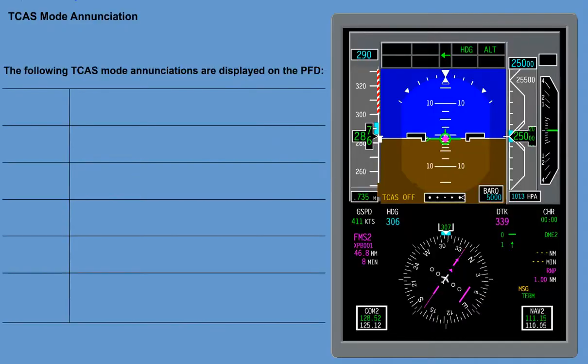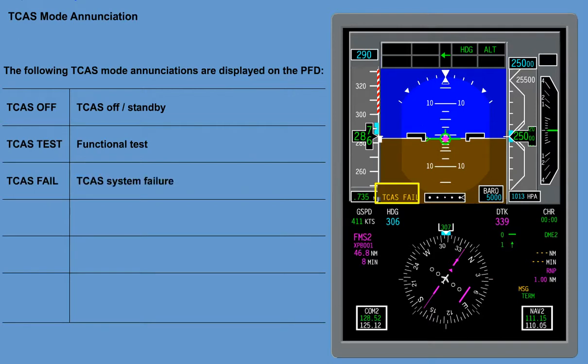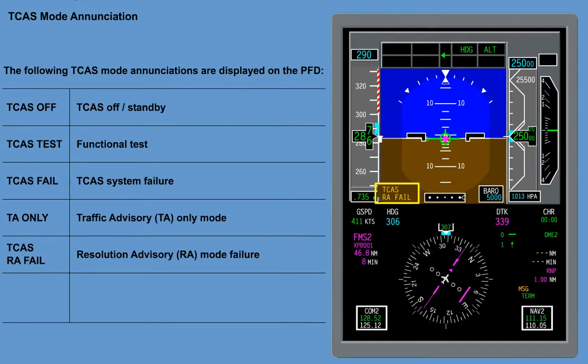The following TCAS mode enunciations are displayed on the PFD. TCAS off indicates TCAS off and also indicates standby. TCAS test indicates functional test. TCAS fail indicates TCAS system failure. TA only indicates traffic advisory only mode. TCAS RA fail indicates resolution advisory mode failure. TARA indicates a valid indication that the computer is in TARA mode.